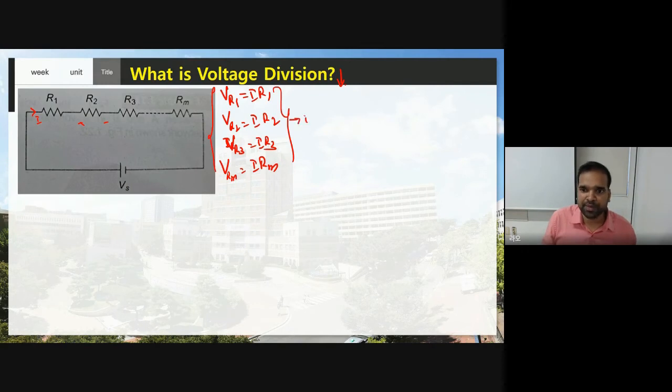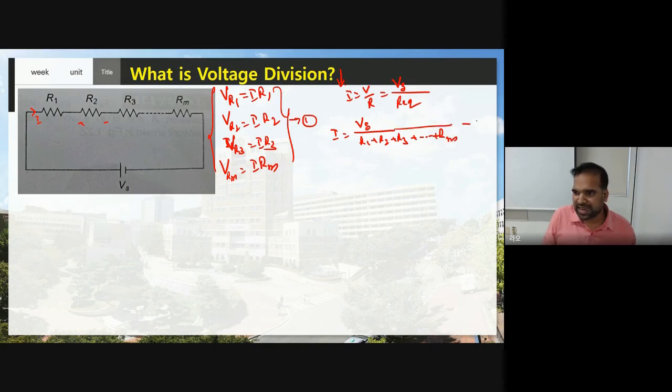Equation number 1. Now see here, as per Ohm's law, you can write current I equal to what? V by R. Yes or no? Yes. Now here what is V? This is our voltage source. And now all elements are connected in series. This is R equivalent. Yes or no? Yes. Therefore, I equal to my voltage source Vs by R equivalent, means what? R1 plus R2 plus R3 and so on Rm. Yes or no? Yes. This is my second equation.